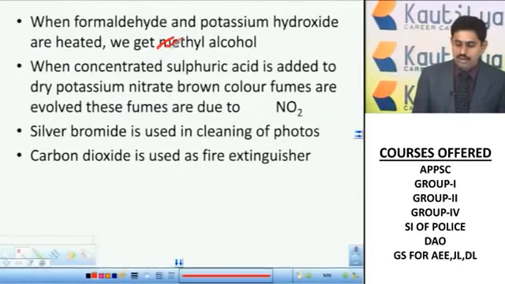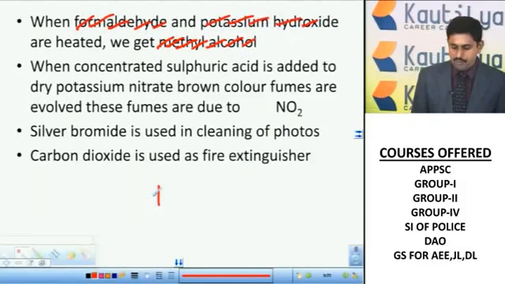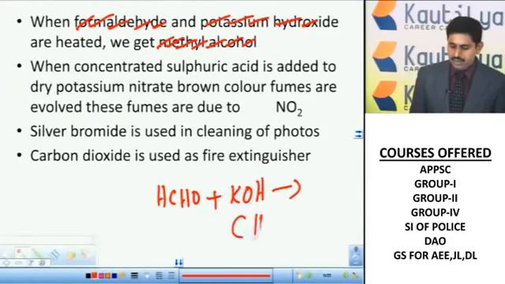Methyl alcohol, how will you get it? Many processes may be there, but formaldehyde is an aldehyde, and whenever formaldehyde, HCHO, is reacted with potassium hydroxide, we will get a product called methanol or methyl alcohol, right? You get methyl alcohol from formaldehyde and potassium hydroxide.